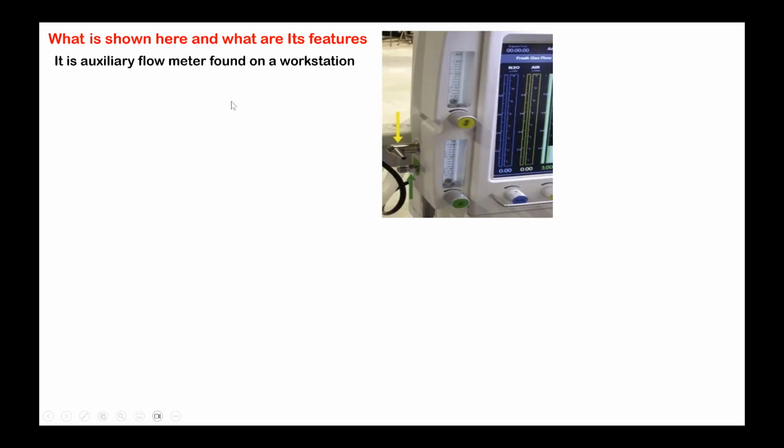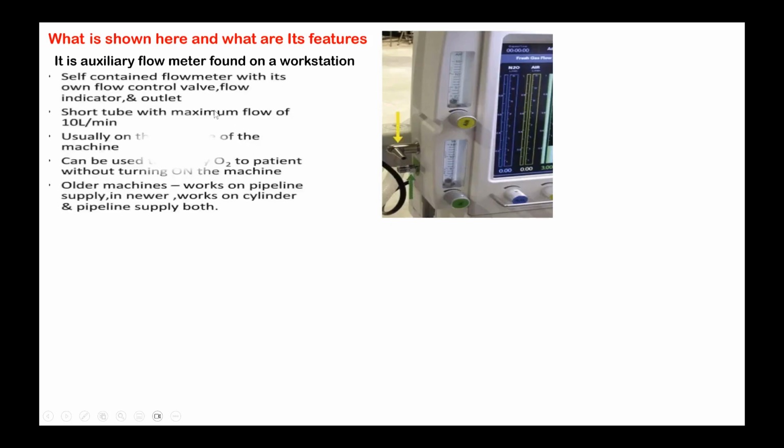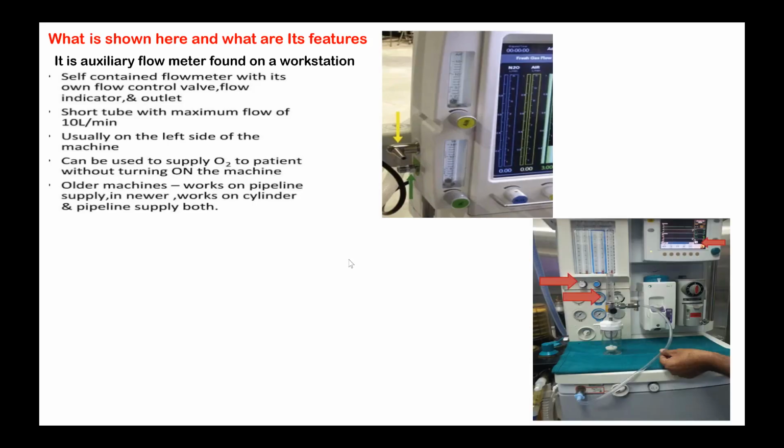The yellow one is the outlet. It is an auxiliary flow meter found on the workstation. It is a self-contained flow meter with its own flow control valve, flow indicator and outlet. It is a short tube with a maximum flow of 10 liters per minute. Usually on the left side of the machine, we can use it to supply oxygen to the patient without turning on the machine. It doesn't require electrical power. In the older machine it works on pipeline supply, whereas in the newer machine it works on both pipeline as well as cylinder pressure.